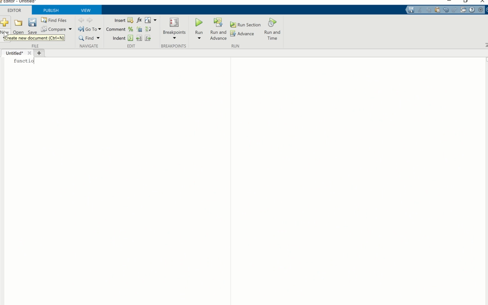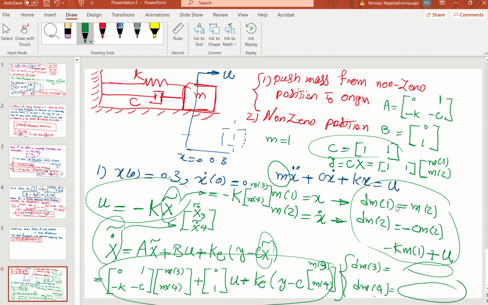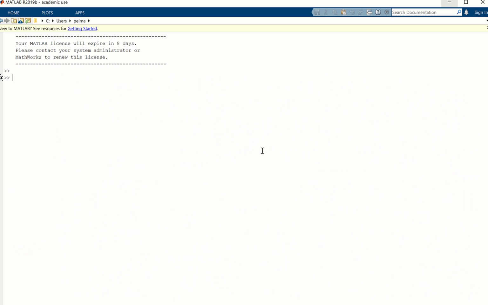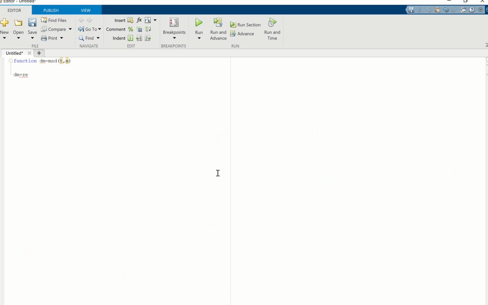I'm going to say function state variable dm is equal to mass spring damper. The problem is t and m, time and state variables. So I'm going to say dm, because we have 4 state variables. 2 are for the measured real ones that we have, and these are for estimated, the same equations. So I have zeros, 4 and 1.